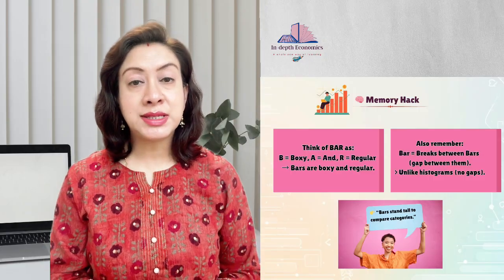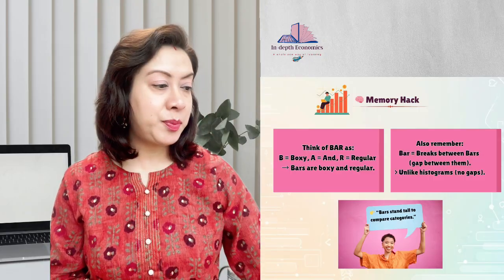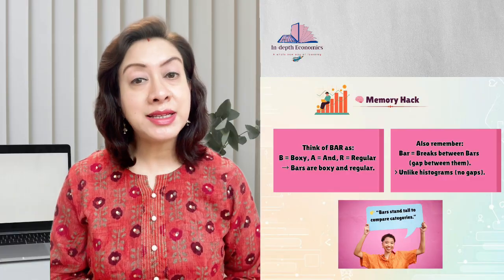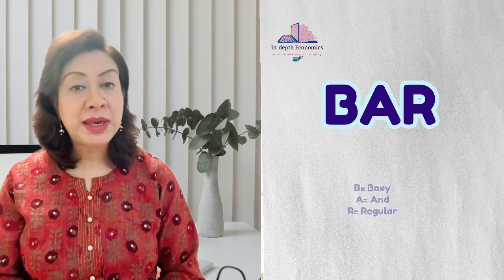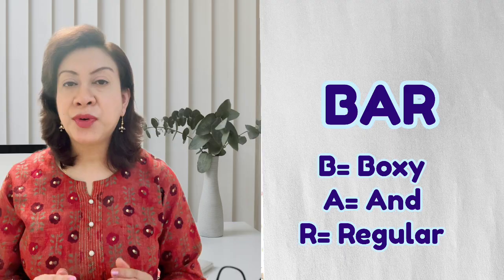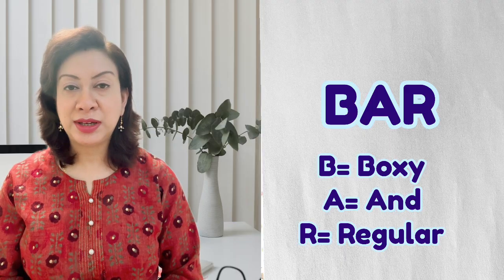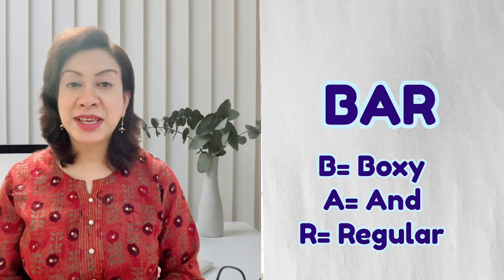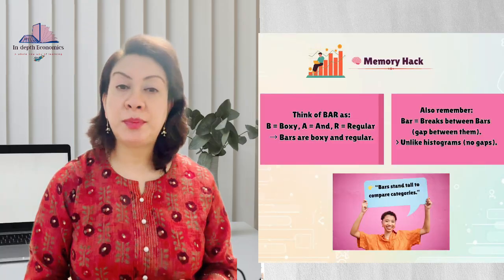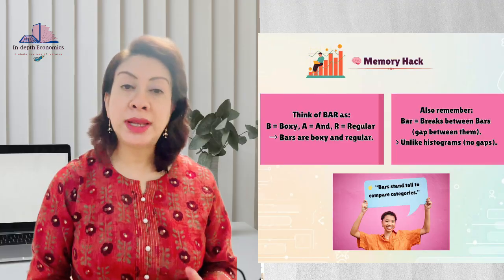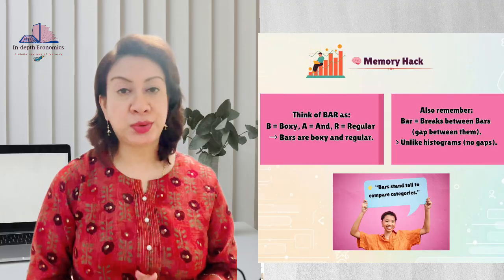On the right side, you can see the screen of my iPad where I've prepared a memory hack so that you can understand and remember the concept of bar diagram easily. When you want to learn and remember the concept of bar diagrams, use the word BAR, B-A-R. B stands for boxy, A stands for and, and R stands for regular. So, bars are boxy and regular. Also remember BBB, break between bars. There are equal gaps between the bars, unlike the histogram.